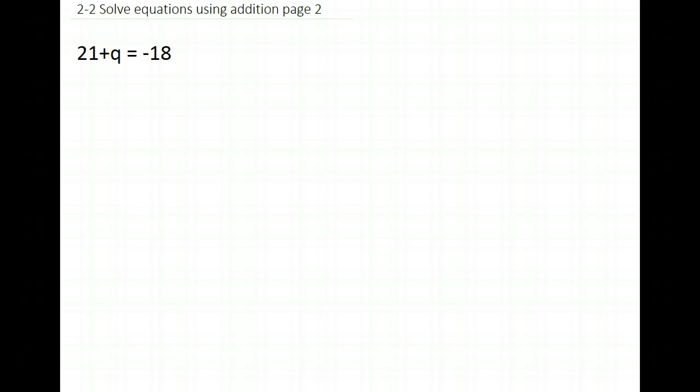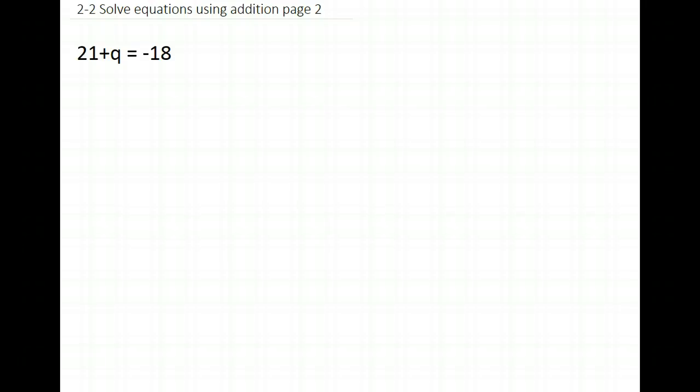Okay, we have another one, part B, same page, 79. We have 21 plus q equals negative 18. So what we're trying to do is get that q by itself on the left side and see what it equals. What do we need to put into q to make our answer negative 18?